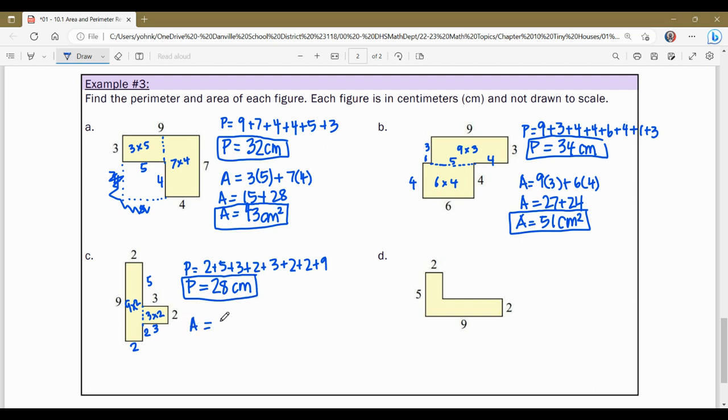All right, if we do area, we got 9 times 2, and we got 3 times 2. So that gives us 18 and 6. Area is 24 square centimeters.